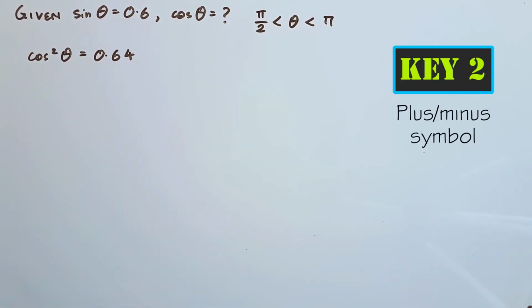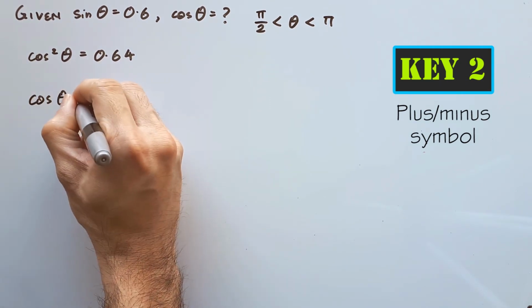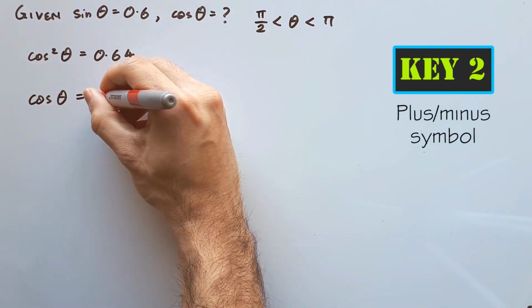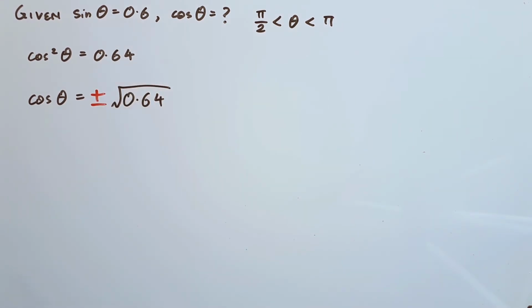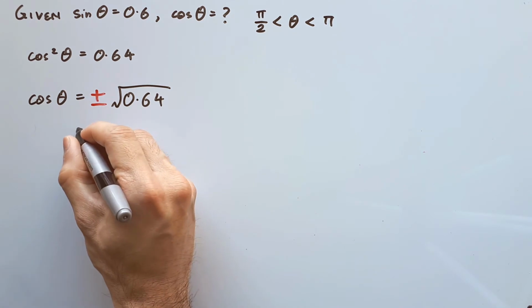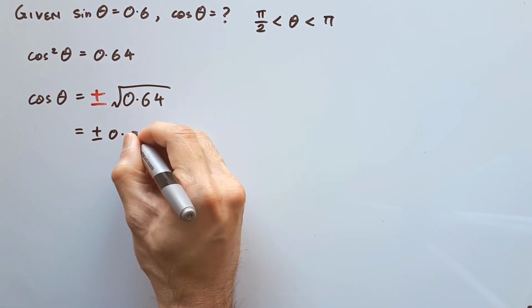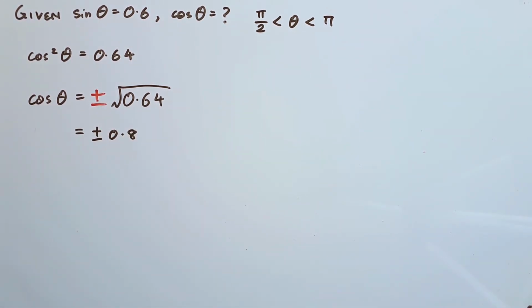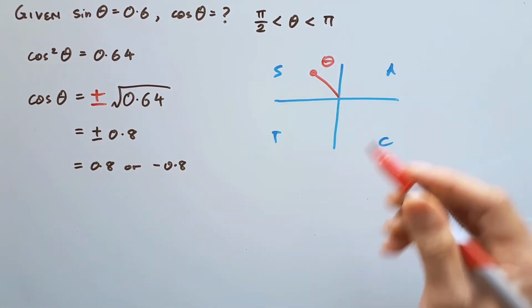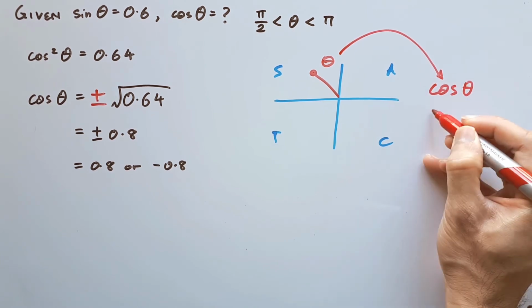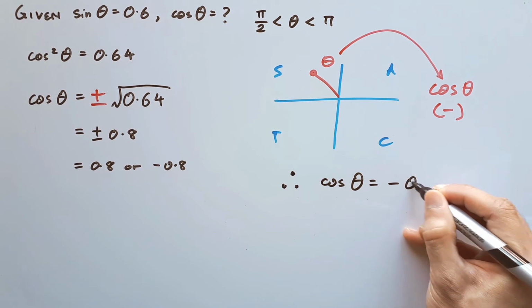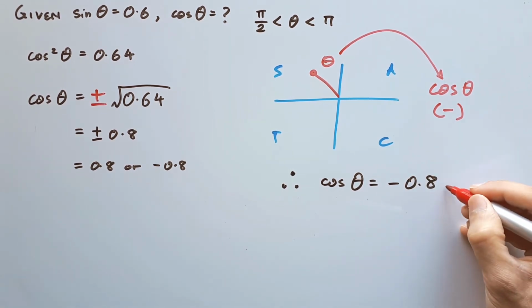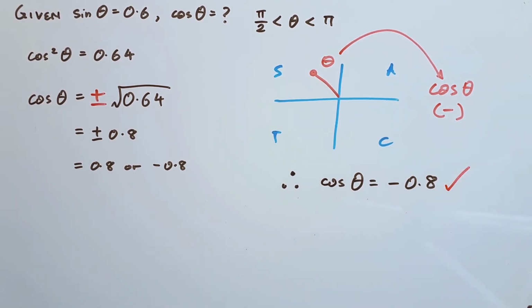Key number 2. When you square root a value, immediately introduce a plus minus symbol in front of it to indicate both possibilities. Evaluating the root reveals cos theta might be positive or negative 0.8. You may write them together or separately. Now, based on the first key, theta is in the second quadrant, and according to the CAST system, cos theta must be negative here, meaning cos theta equals negative 0.8, and that is how you get the answer.